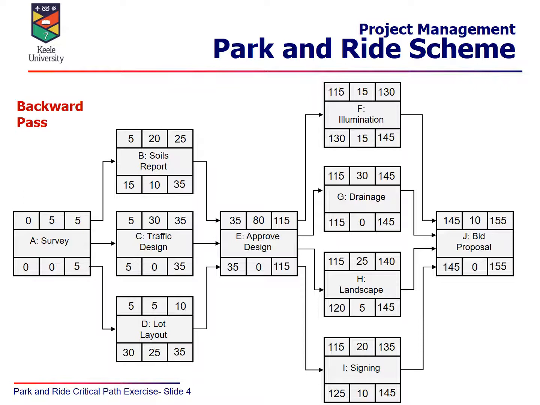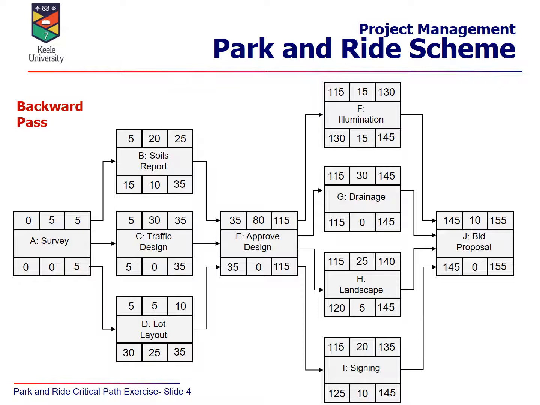I won't go through every single activity there, but we see that when we work backwards from there, the latest finish time for the survey, activity A, will be 5, and because that is the latest we can start the traffic design, activity C, and we take away 5 days from the latest finish time to come to a latest start time of day 0. So clearly we need to start the survey on time, the first activity, because if we delay that right at the start, it will put us behind schedule for the rest of the project.